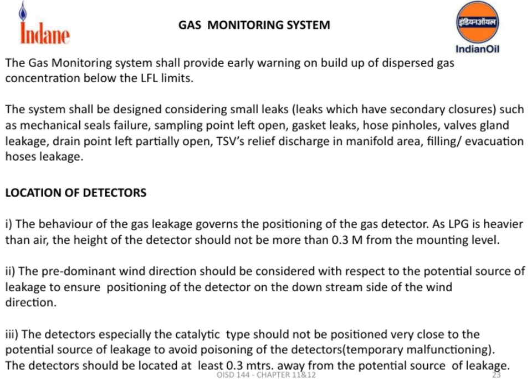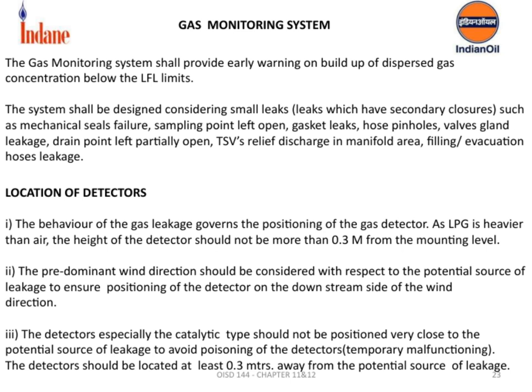Ideally, it should be within 0.3 meters from the mounting level to effectively sense the gas. Next, we need to consider the prevailing wind direction. Positioning the detector on the downstream side of the potential leak source allows us to catch the gas before it disperses further. This ensures early detection and enhances safety.